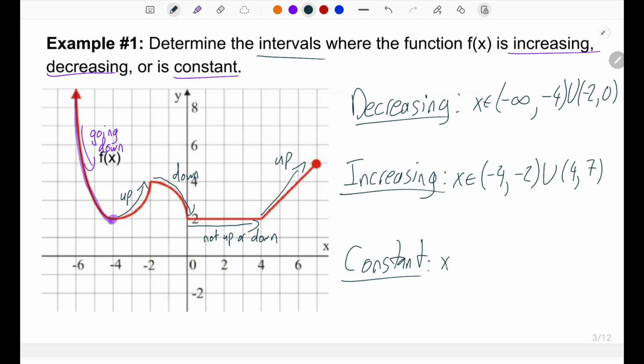And the constant part. So that's the part where it wasn't going up or down. We're going to go from, sorry, not 2, that's the y value, we're going to go from 0, that's where the x value is, all the way to 4. And there we have it. Those are the intervals where it's increasing, decreasing, or constant.